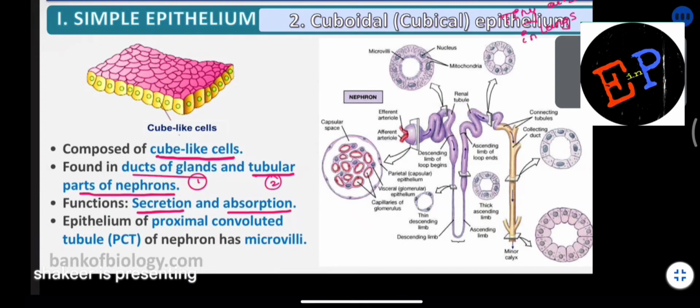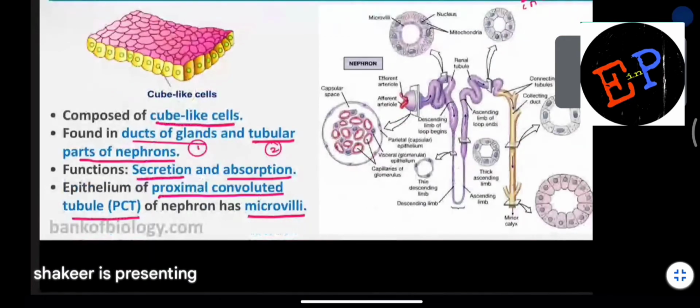Okay. So the epithelium of the proximal convoluted tubule of the nephron has microvilli. Microvilli means what? Small hair-like structures are called microvilli. Are you able to understand? So I will write here: hair-like structures, what you call them? You can call them microvilli.